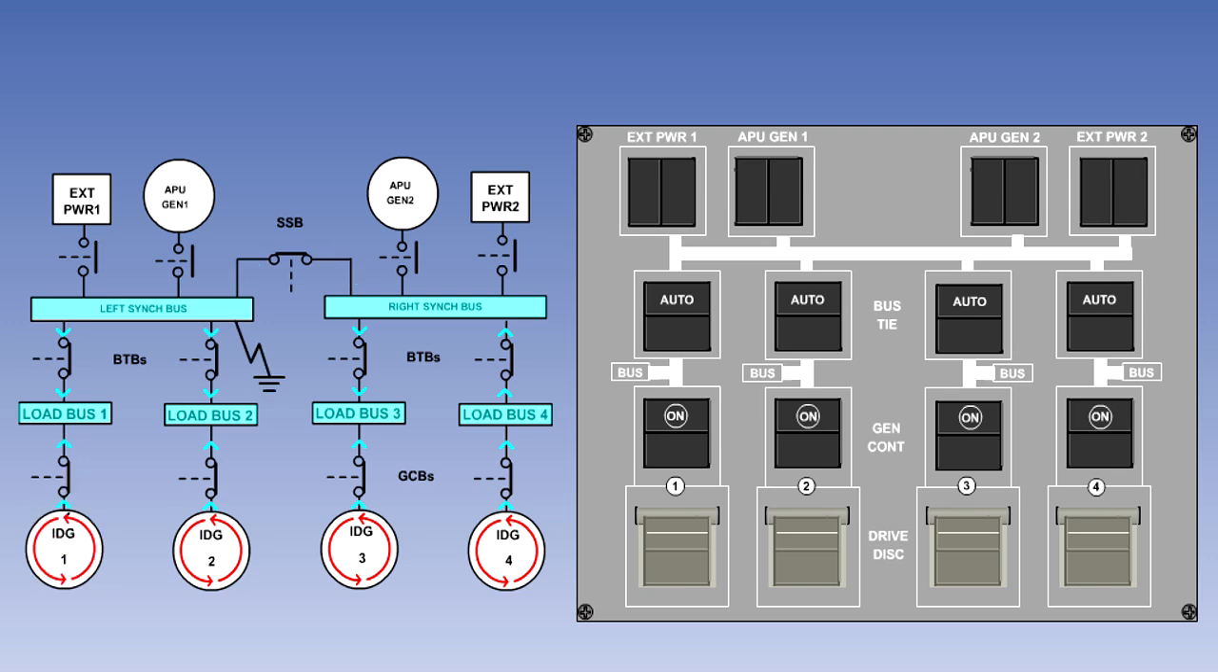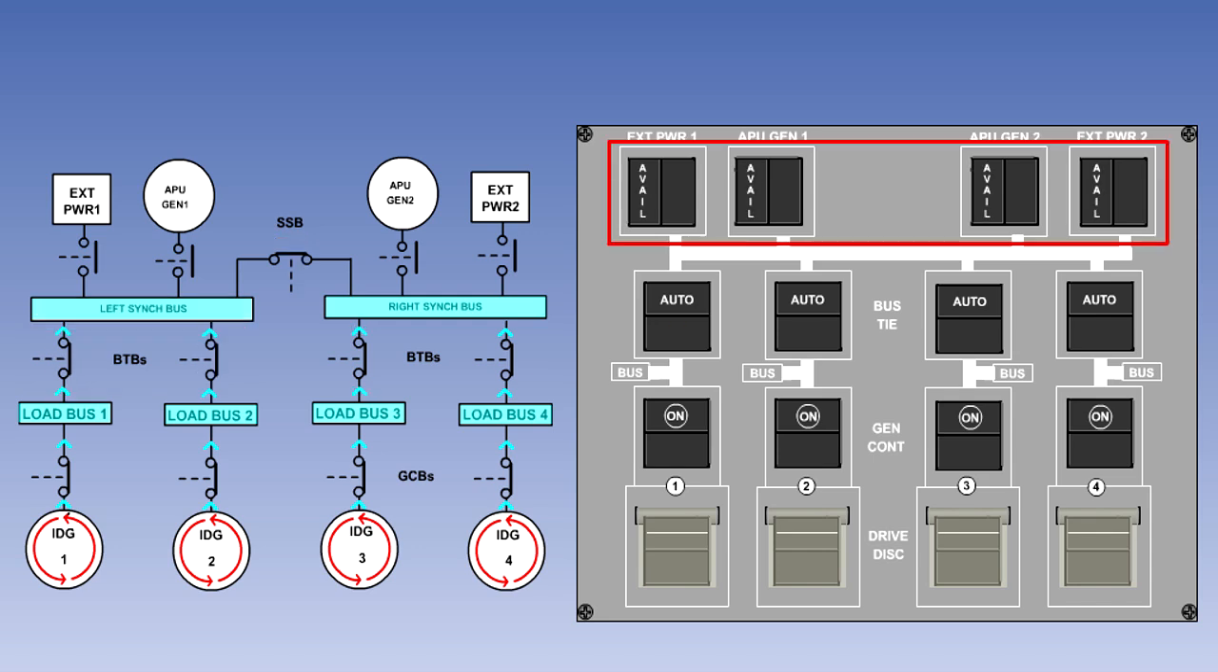If there is a short circuit fault on a bus bar, the breakers surrounding the faulty bus bar will automatically open to isolate the area with the short circuit. A short circuit on the left synchronizing bus bar, for instance, will cause the split system breaker and bus tie breakers 1 and 2 to open, isolating the affected bus bar.